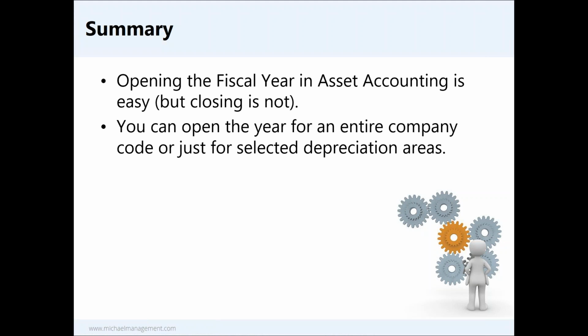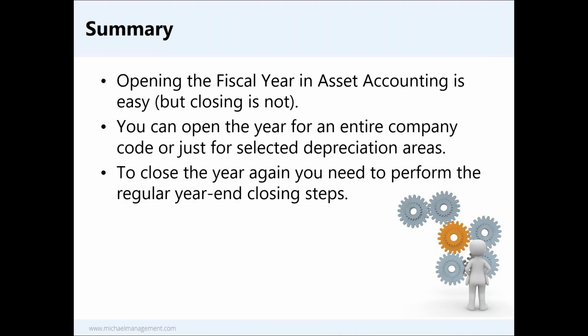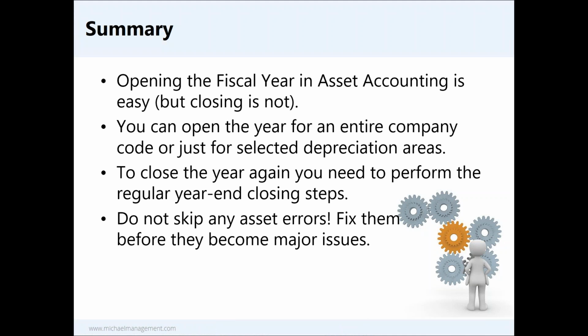Remember that you can open the fiscal year in asset accounting for the entire company code or for just selected depreciation areas without impact to the financial book area. Two very important distinctions. And again, the only way you can close the year is by going through your regular year-end closing steps and ultimately running that transaction AJAB. And finally, if there are any asset errors, don't skip over them, don't ignore them. You have to fix those before they become major issues.